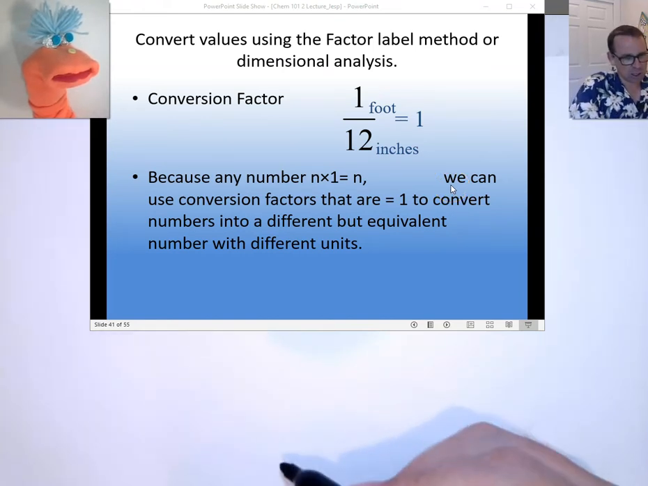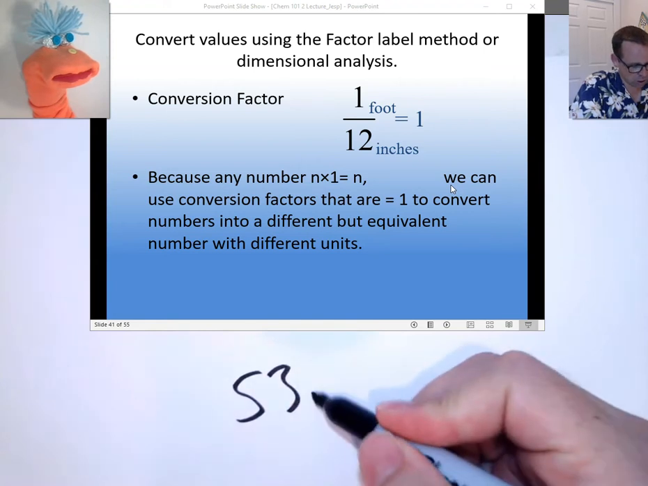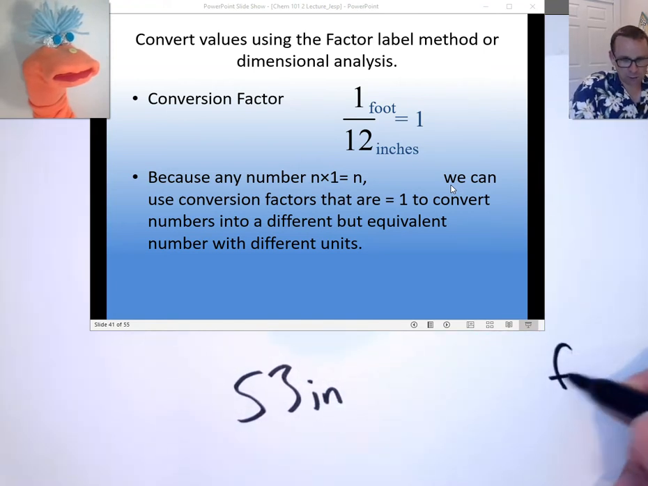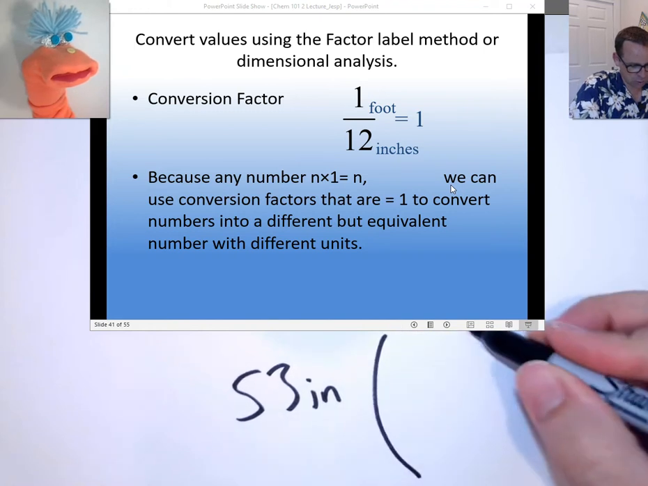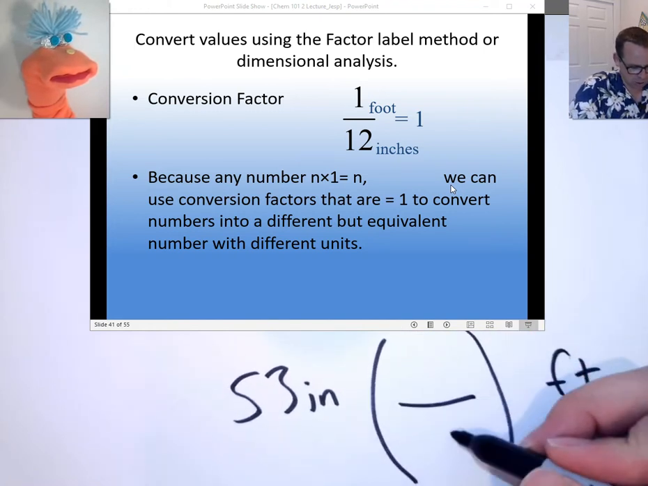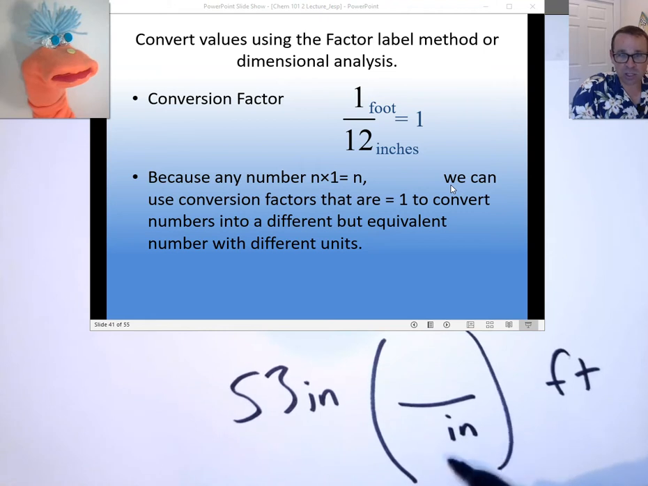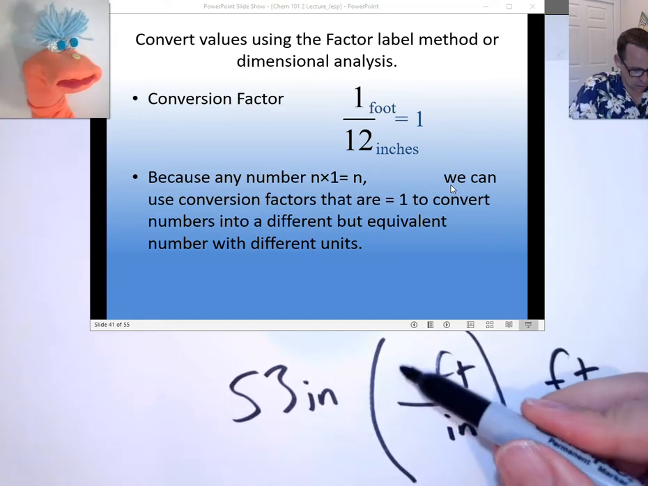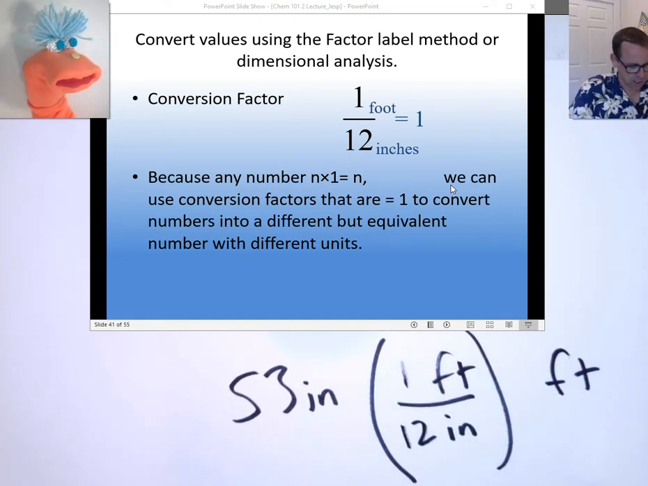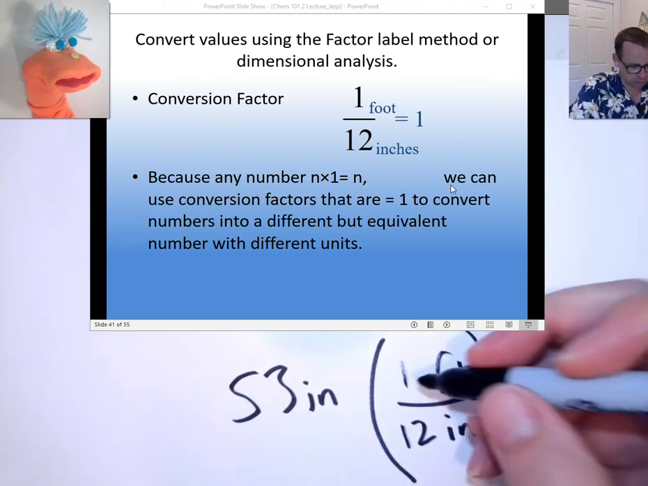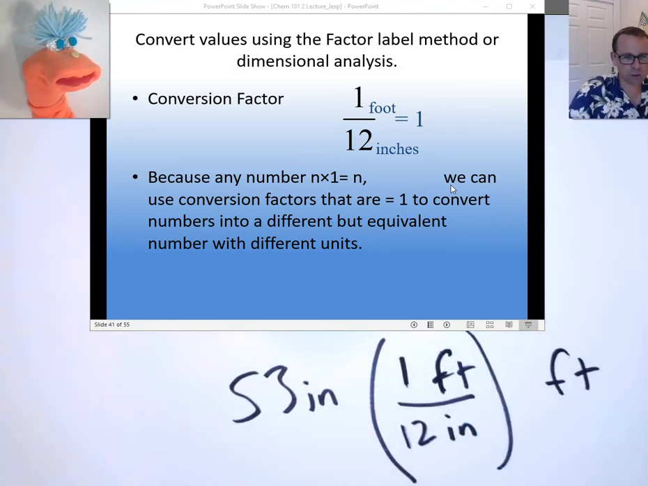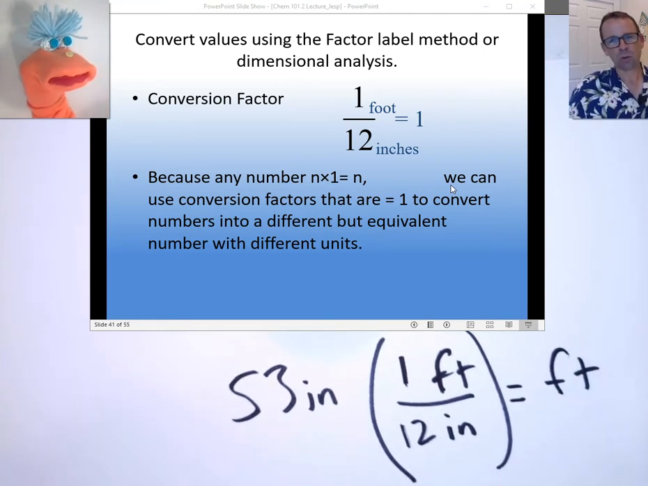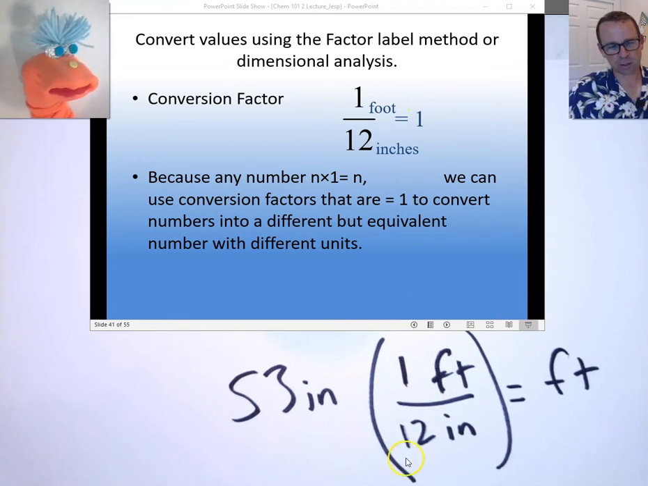So, for example, if I have 53 inches and I want to know how many feet that is, well, I can use my conversion factor. I want the inches down here because if inches divide by inches, they go away, right? But if I have feet up here, then I can say there's 1 foot for every 12 inches, and then I can take the 53 divided by the 12, and that will give me my answer in feet, okay? So there's my conversion factor there.